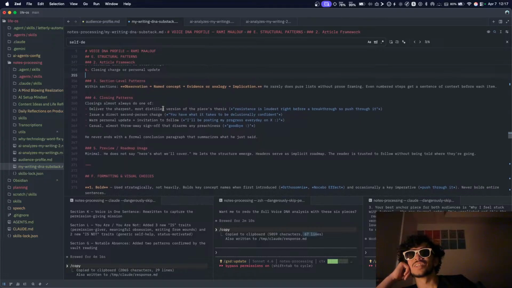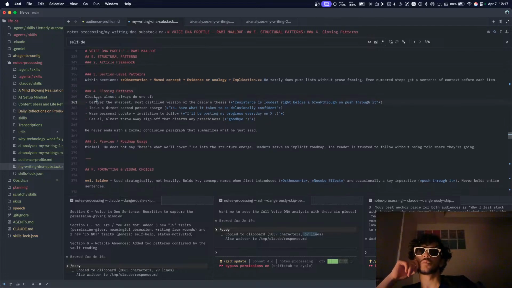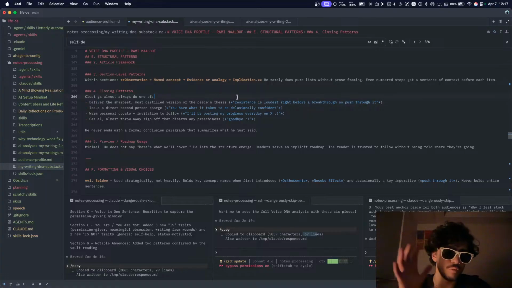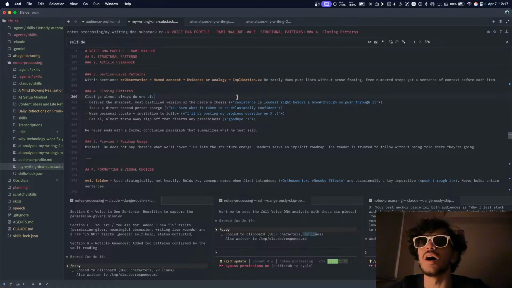Within sections. Closing almost always, one of them, to deliver the sharpest, most distilled versions. FYI for whoever joined right now, I'm just reviewing the AI-generated writing DNA that it has given me. Overall, it's pretty good.